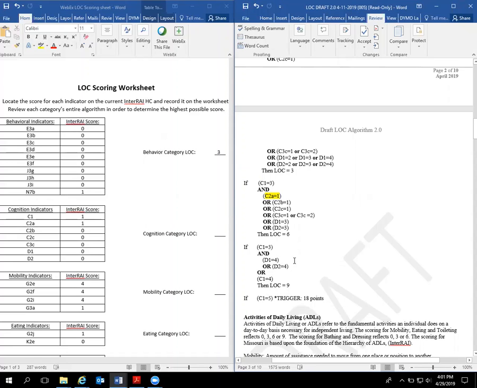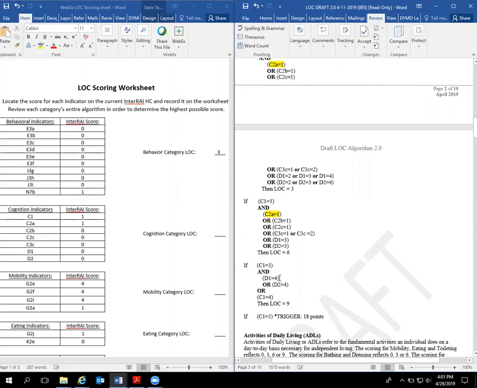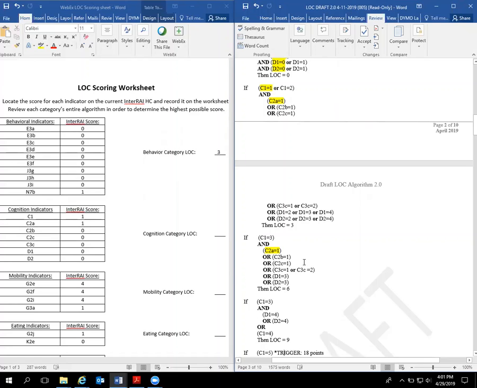We can see that none of the criteria are highlighted for level of care equals 9, so the participant does not meet criteria for level of care equals 9. We look at level of care equals 6, and something is highlighted for level of care equals 6.